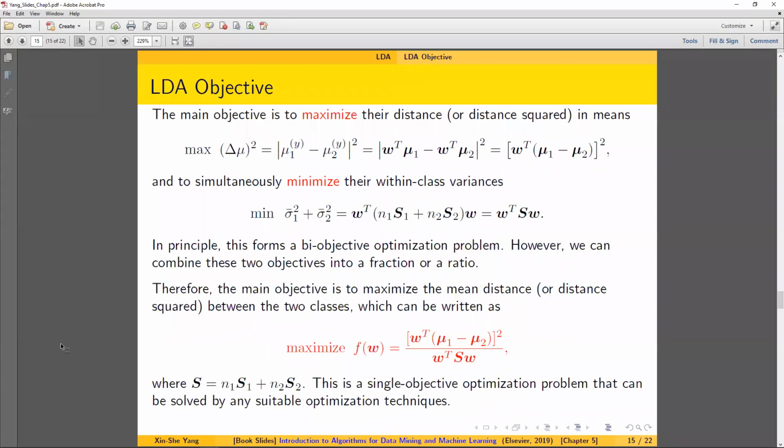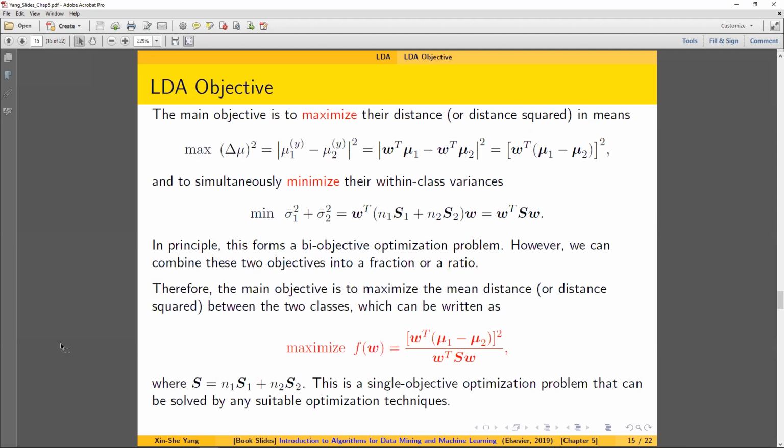LDA algorithm is trying to maximize the distance between the predicted y for those two different classes. So we're trying to maximize the distance, but meanwhile we're trying to minimize the within class variance. Again, we're trying to make sure that those two classes are separable and separate as much as possible. Meanwhile, make sure that the within class variance is as small as possible.